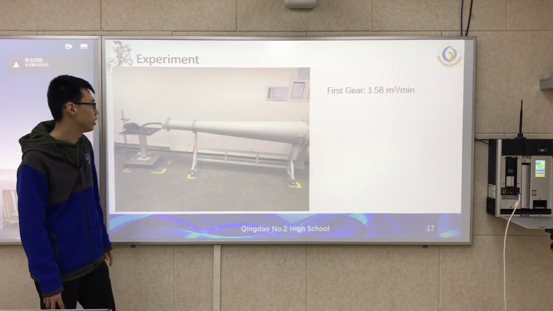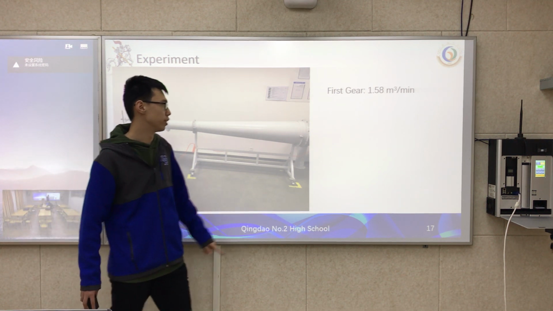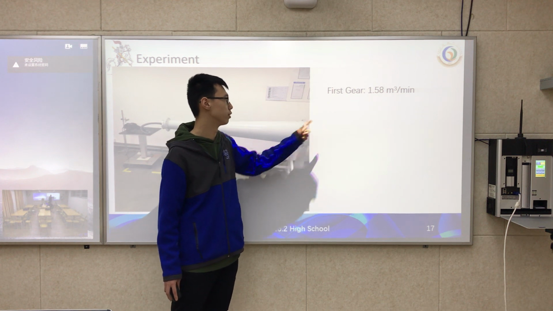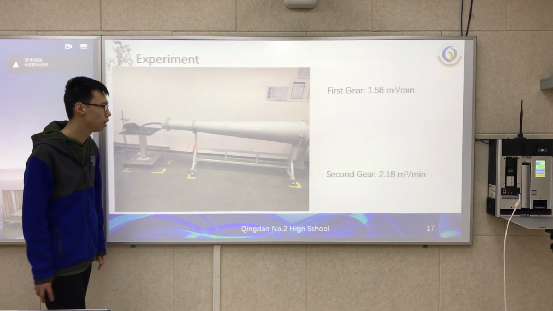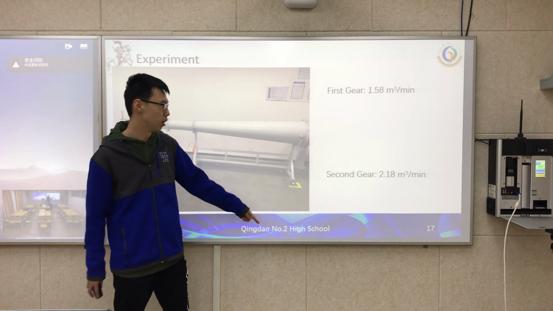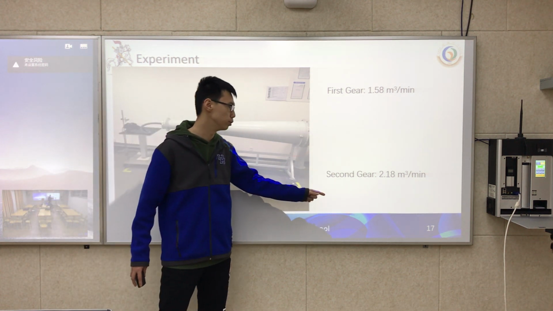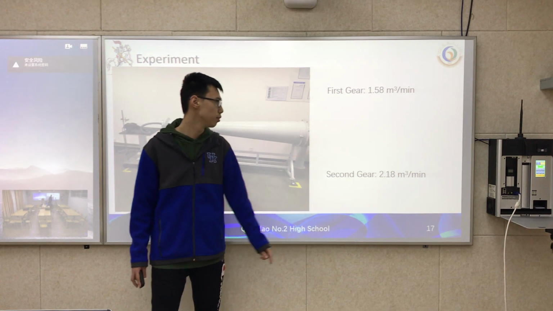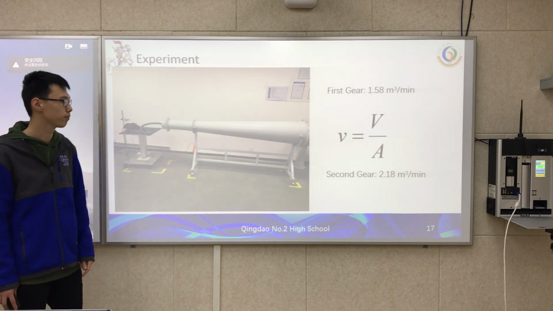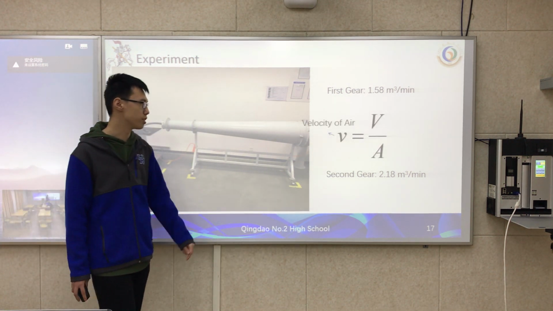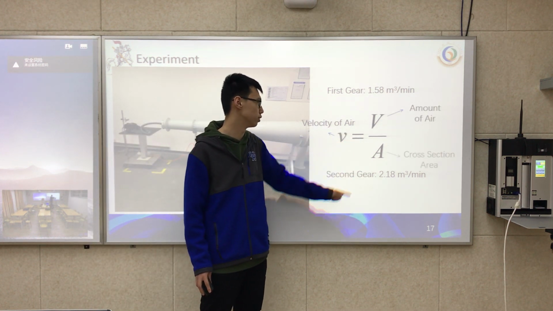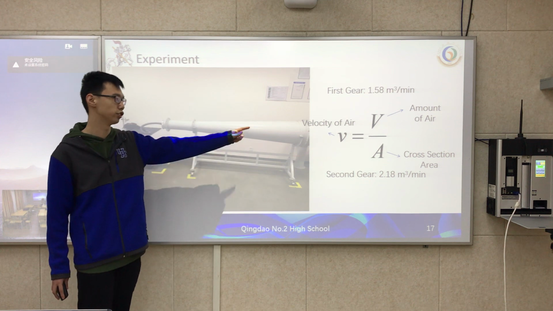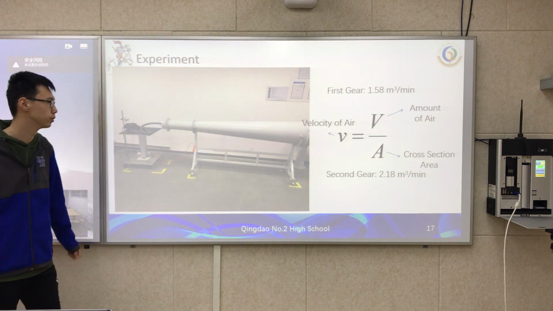The amount of airflow of the first gear of the blower is equal to 1.058 cubic meters per minute. And the amount of airflow of the second gear of the blower is equal to 2.18 cubic meters per minute. According to this equation, the velocity of the air is equal to the amount of air over the cross-section area. We can find the velocity of the air in the funnel.